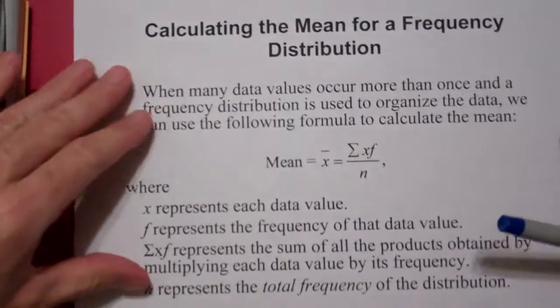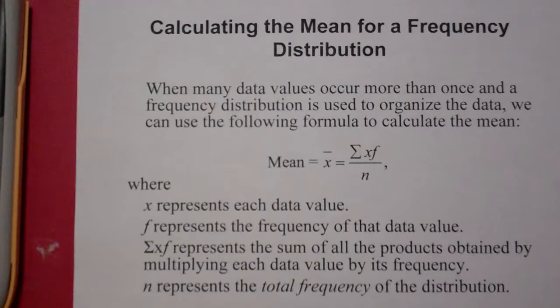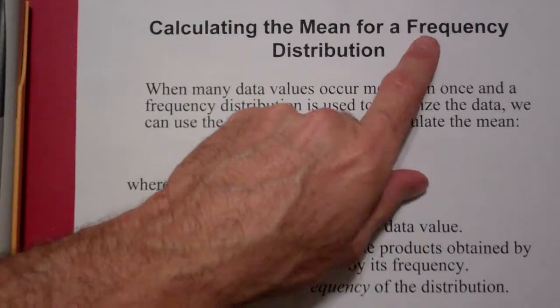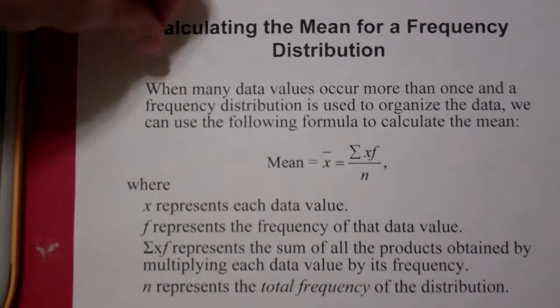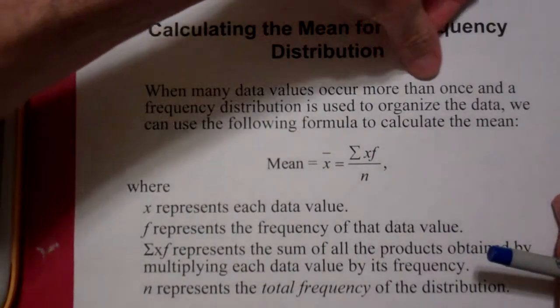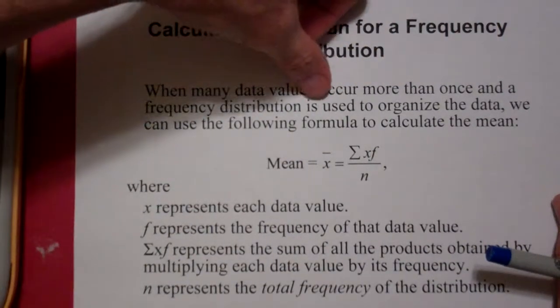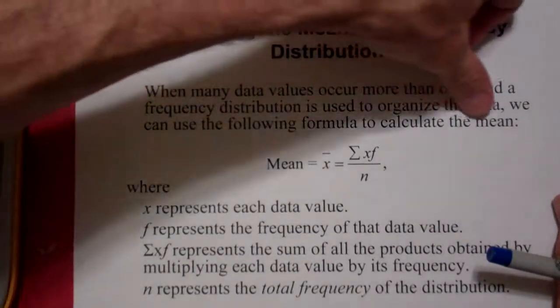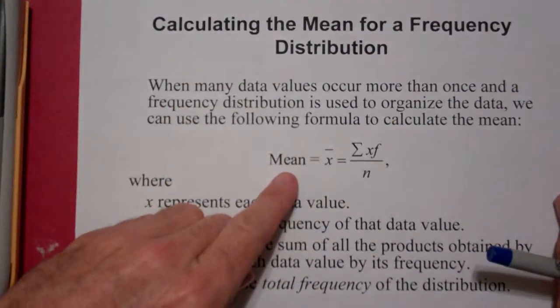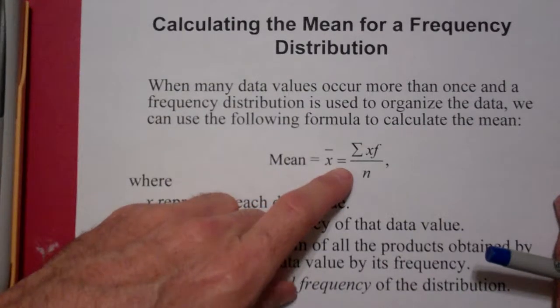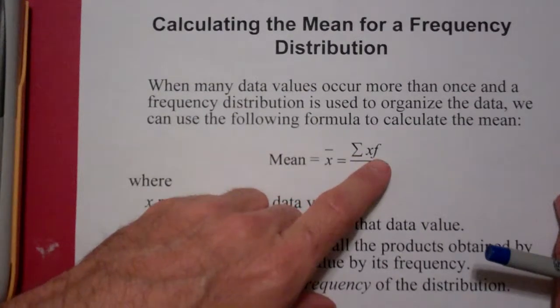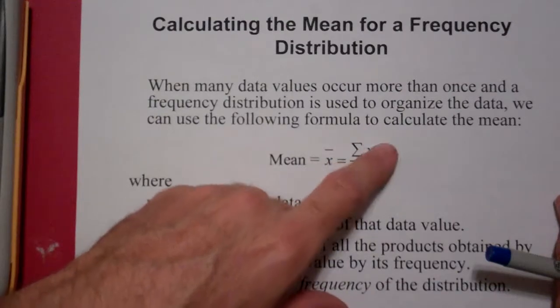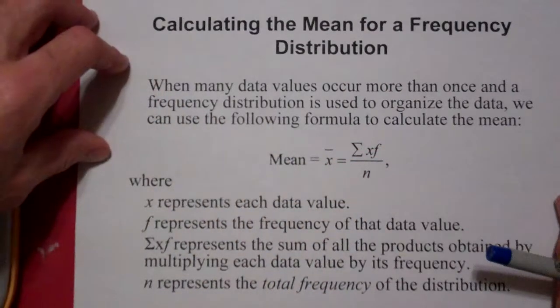sometimes we have a value that shows up more than once, and so it has a certain frequency, okay? And so when many data values occur more than once and a frequency distribution is used to organize the data, we can use the following formula to calculate the mean. So the mean, which is x bar, is going to be equal to that value times its frequency, all summed together divided by the total number of values.